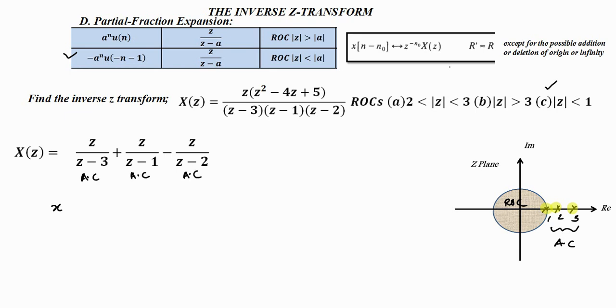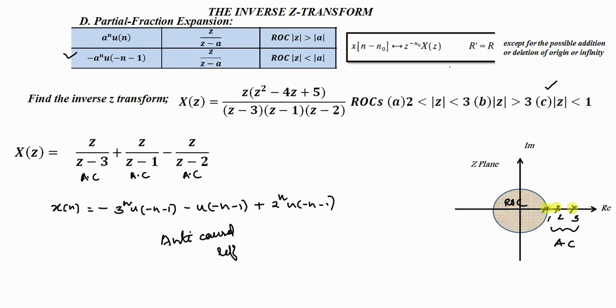This is from the Z domain, and this term represents anti-causal, this is also anti-causal, this is also anti-causal. So I can write x of n in anti-causal form, so minus 3 raised to n into u of minus n minus 1. The second term, a is equal to 1, so you can write u of minus n minus 1, and for the third term there is already a minus, so minus into minus is plus 2 raised to n into u of minus n minus 1. So it's a purely anti-causal signal. It contains only the left sided part, it's a left sided sequence.